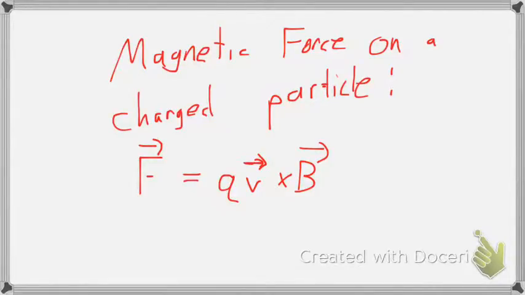Hey everybody! So when we last left off we were talking about the magnetic force on a charged particle, which is just F equals QV cross B. But if you break it down and look at the units, I know that force is in newtons, charge is in coulombs, velocity is in meters per second, and magnetic field is in Tesla.